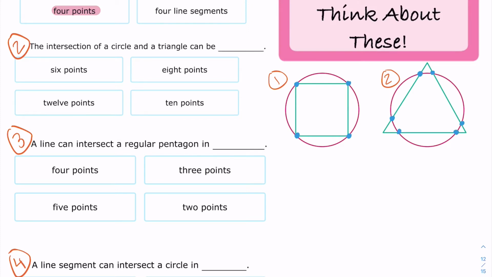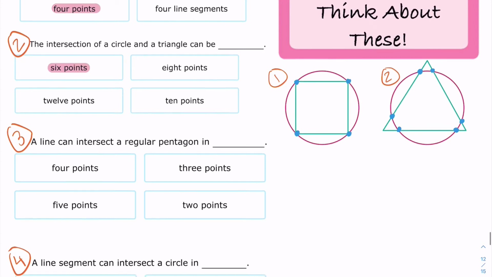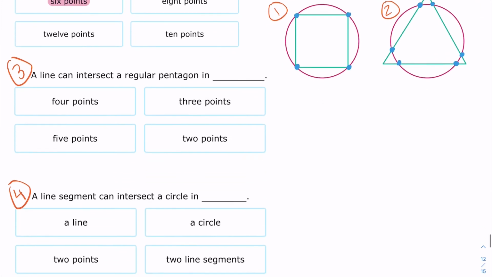So the answer here is yes, 3 is an answer, but that's not part of what they gave me. But 6, I can make that happen. So 6 is the answer here. Okay, this is what answer makes sense out of the answers they give you, not what is the one and only answer. All right, so a line can intersect a regular pentagon in how many points?